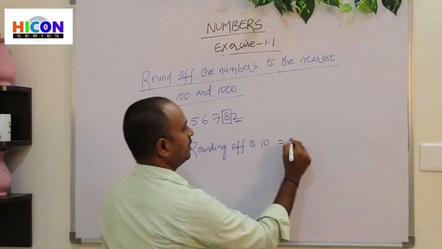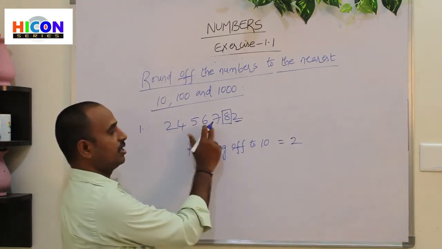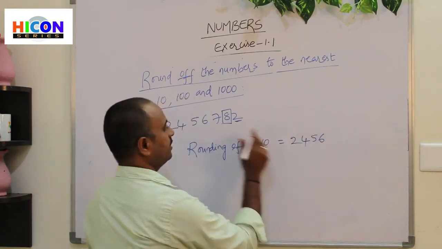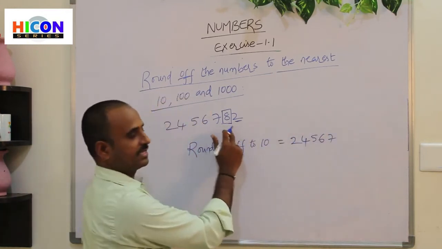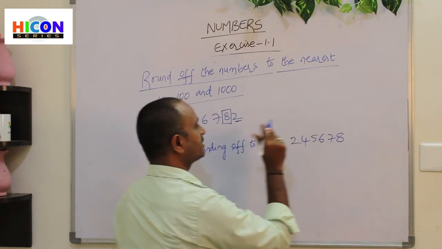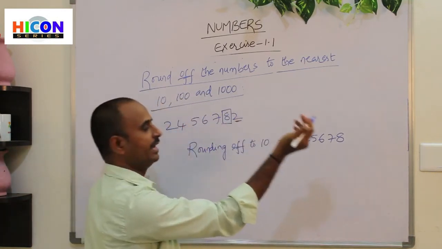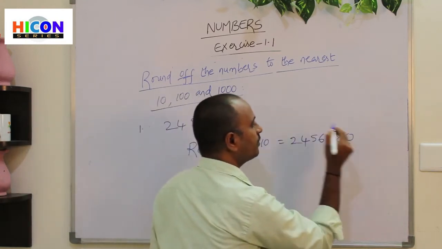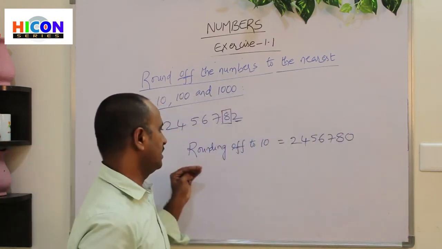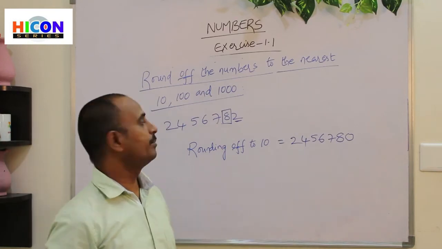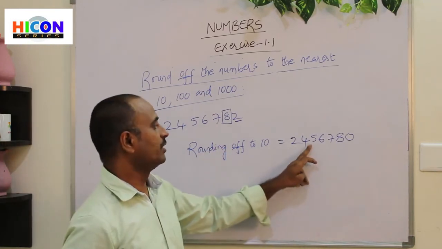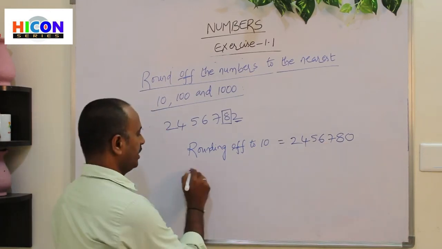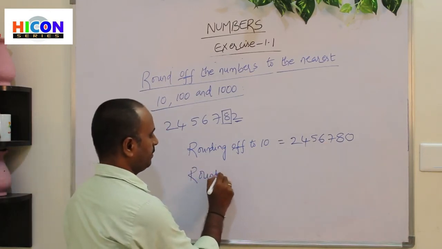So that means the remaining digits should not be changed. That means 5, 6 and 7, and keep the same tens here. That is 8 tens, and put zeros for the remaining digits. So there is only one digit after the tens place. So put 0 for the ones place. So children, this is the rounded number to the given number. That means 24 lakhs 56,780.